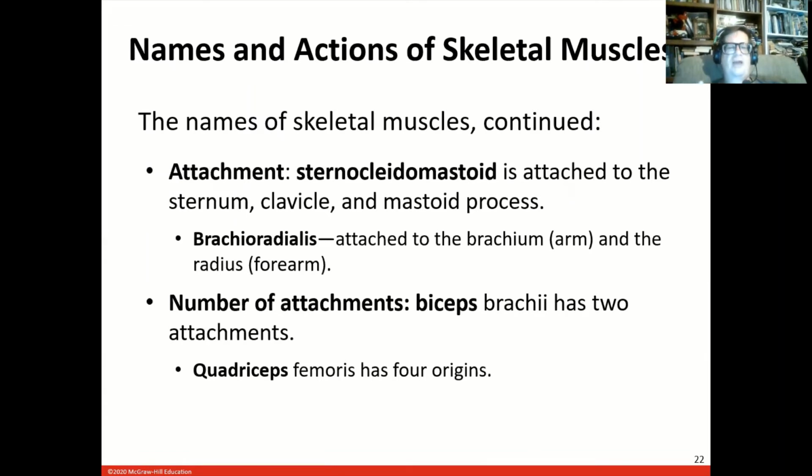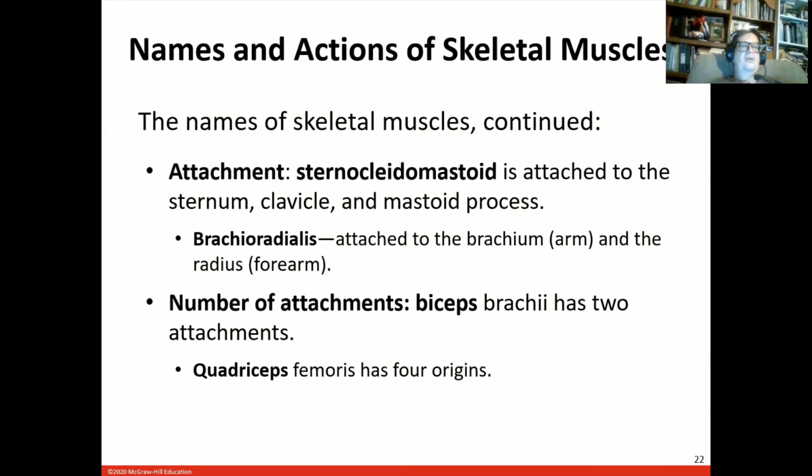The sternocleidomastoid is attached to the sternum, the clavicle, and the mastoid process of the skull. Brachioradialis is attached to your brachium, to your upper arm, and your radius. That is the smaller of the two bones, the one on the thumb side of the forearm. So right here we'd have our radius, and over here we'd have our ulna. The brachioradialis is attached from up in the brachium down to the radius. All right.